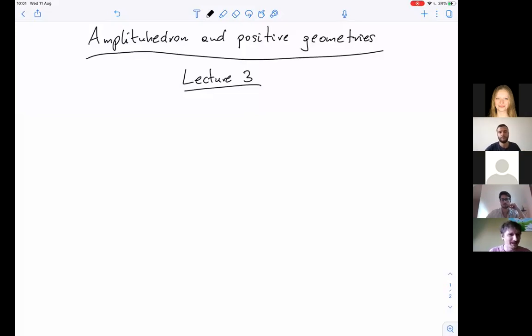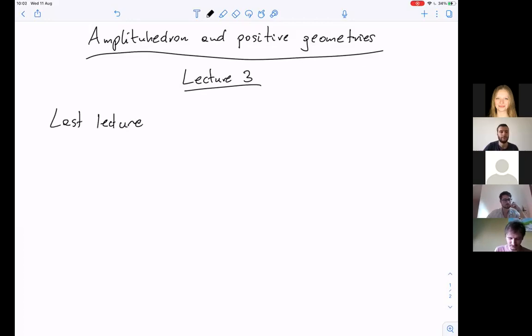Yes, I realized when I'm looking at this title that it says amplitude and positive geometries. I think it should be positive geometries and amplitude, because the amplitude I will just touch in the last lecture only. So it's mostly about setting the stage for what the amplitude really is and how to think about it, and what we have done in the last lectures. So in the last lecture really.